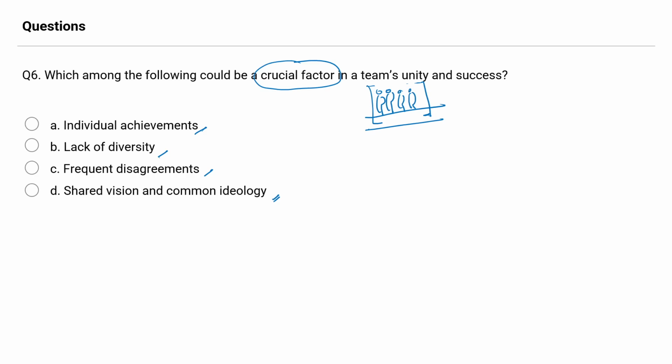The crucial factor in team's unity and success: individual achievements, lack of diversity, frequent disagreements, or shared vision and common ideology. Which among them is the correct answer? Tell me that.